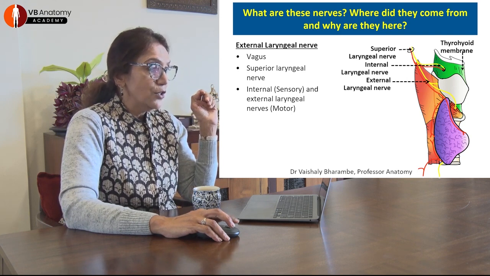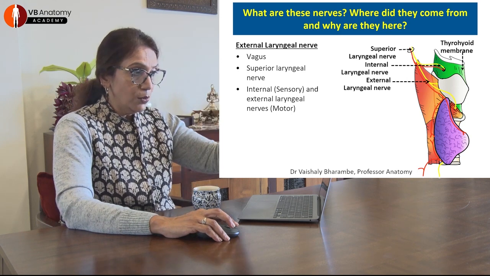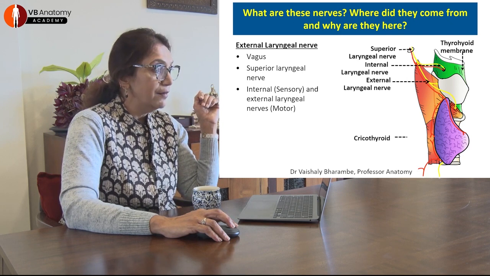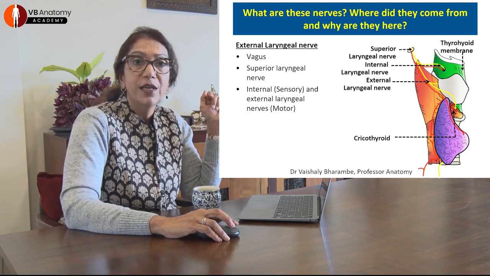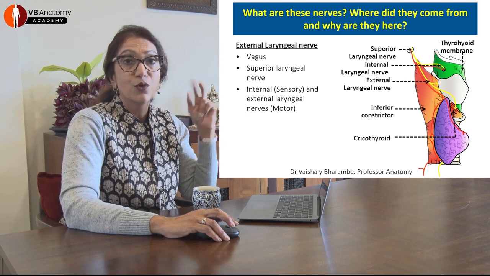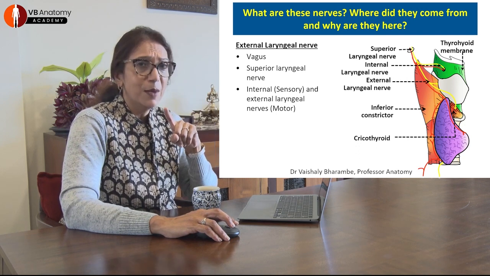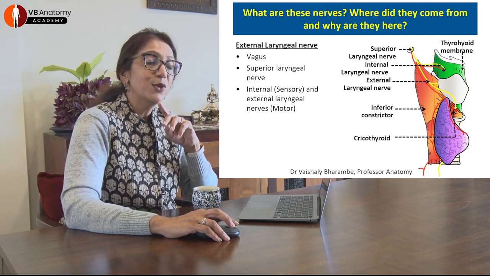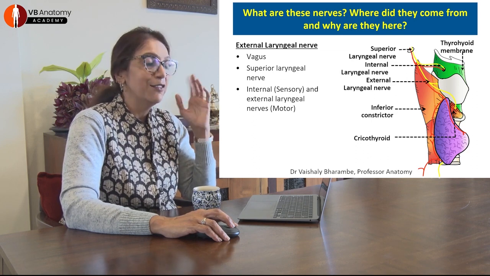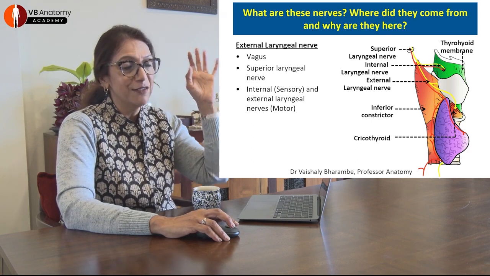The external laryngeal nerve, as you can see, comes down to supply the cricothyroid, giving a twig also to the inferior constrictor. Two muscles supplied by the external laryngeal nerve. There is one more muscle. I want you to find out and tell me. Okay, let's see if you can do it. Comment section is always available for you to give me your responses on these questions. Right. So that completes my external laryngeal nerve.